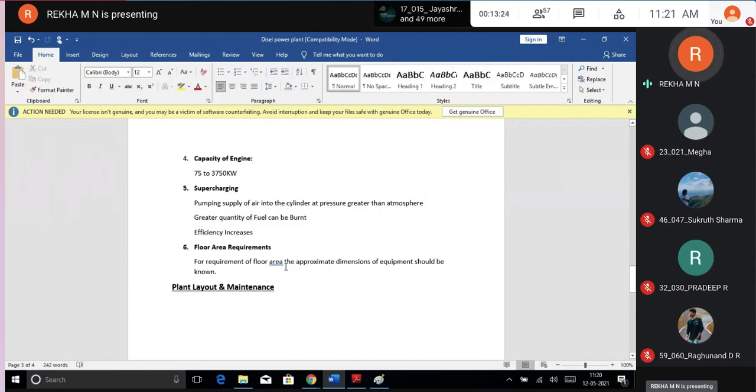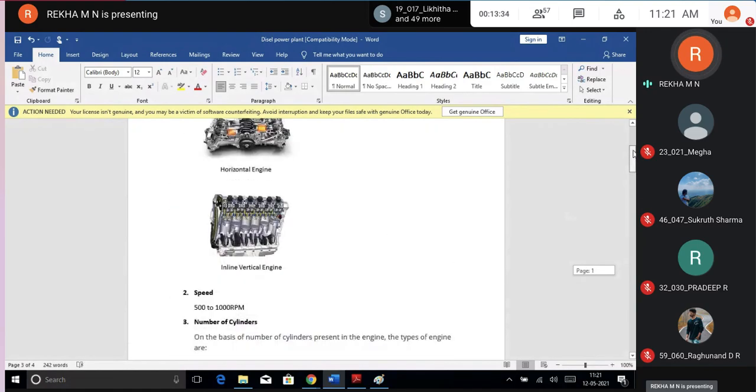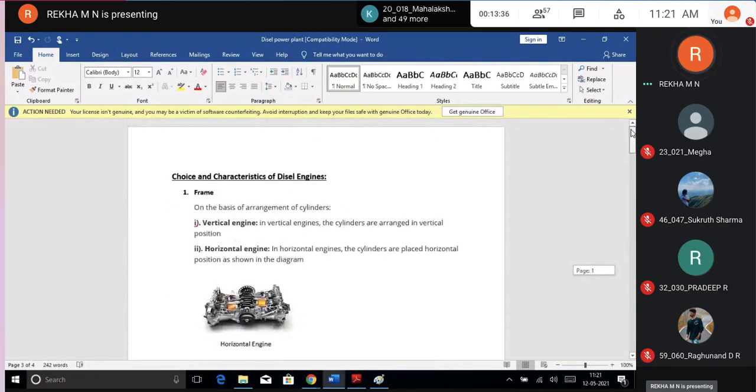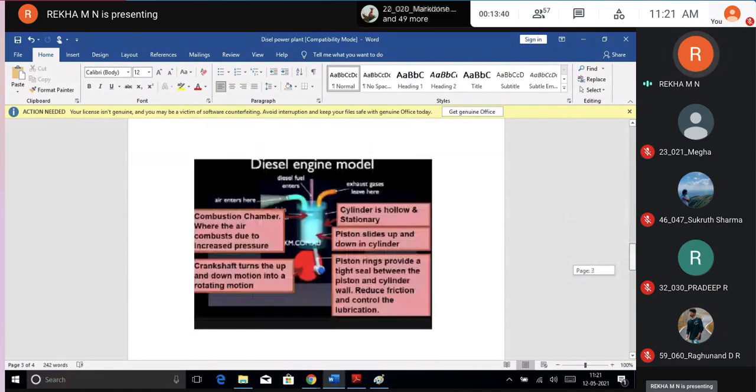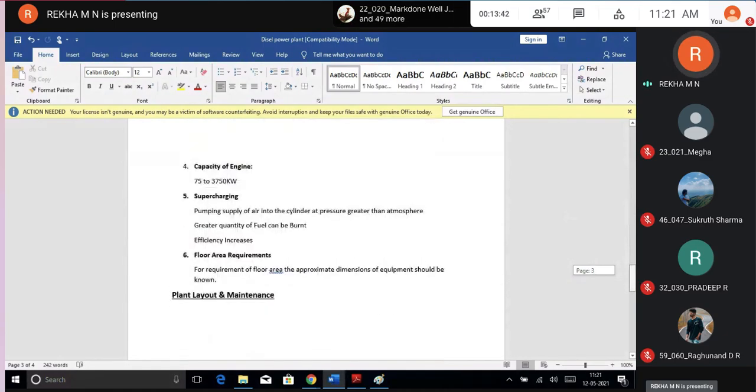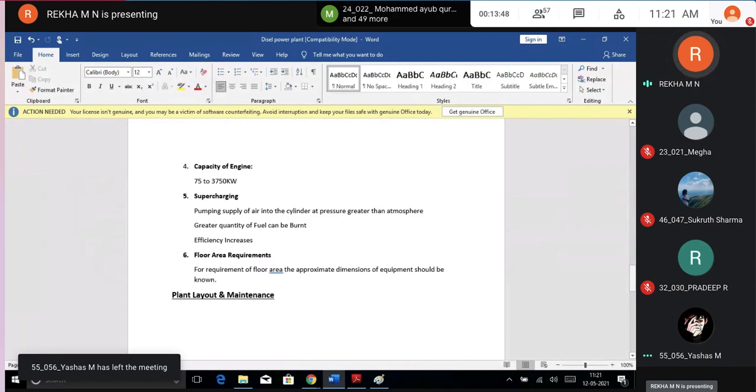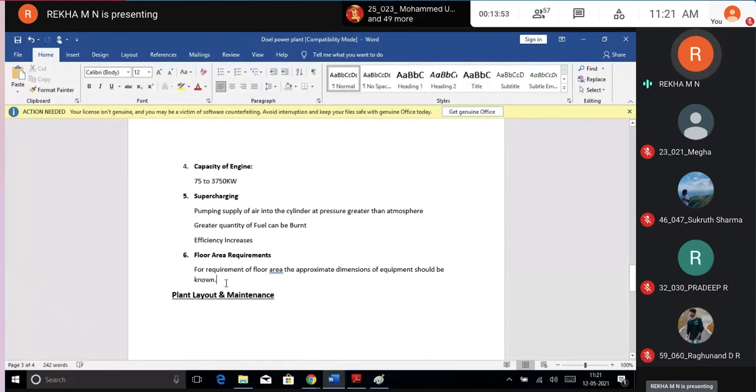And floor plan, as I told, always make sure that you plan according to the size of your equipment. These are the things that you will have to remember while making a choice of any diesel engine. And these are nothing but the characteristics also, the explanation. So any doubts you have, can I just wind up? I have the last topic known as plant layout and maintenance, and if I finish, this completes your diesel engine. If you have any doubt till this point, just tell me. If not, we'll go up with the last topic.